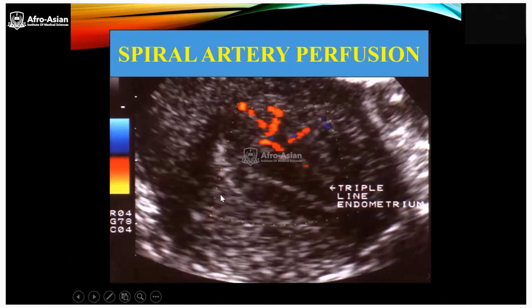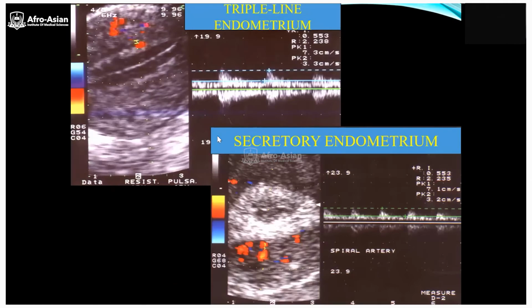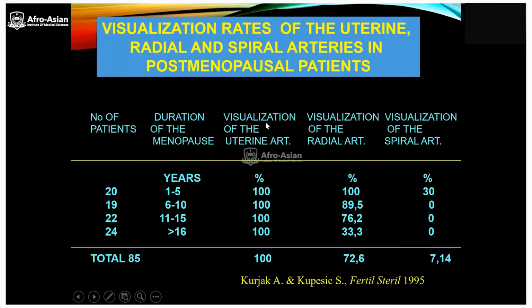Then is the spiral artery. This is a triple line endometrium and spiral arteries perfusion on color Doppler. Here is the spectrum which we get, this systolic and diastolic. This is mirror image of it. And here is the spiral artery. This is secretory endometrium, and here it is the borderline.